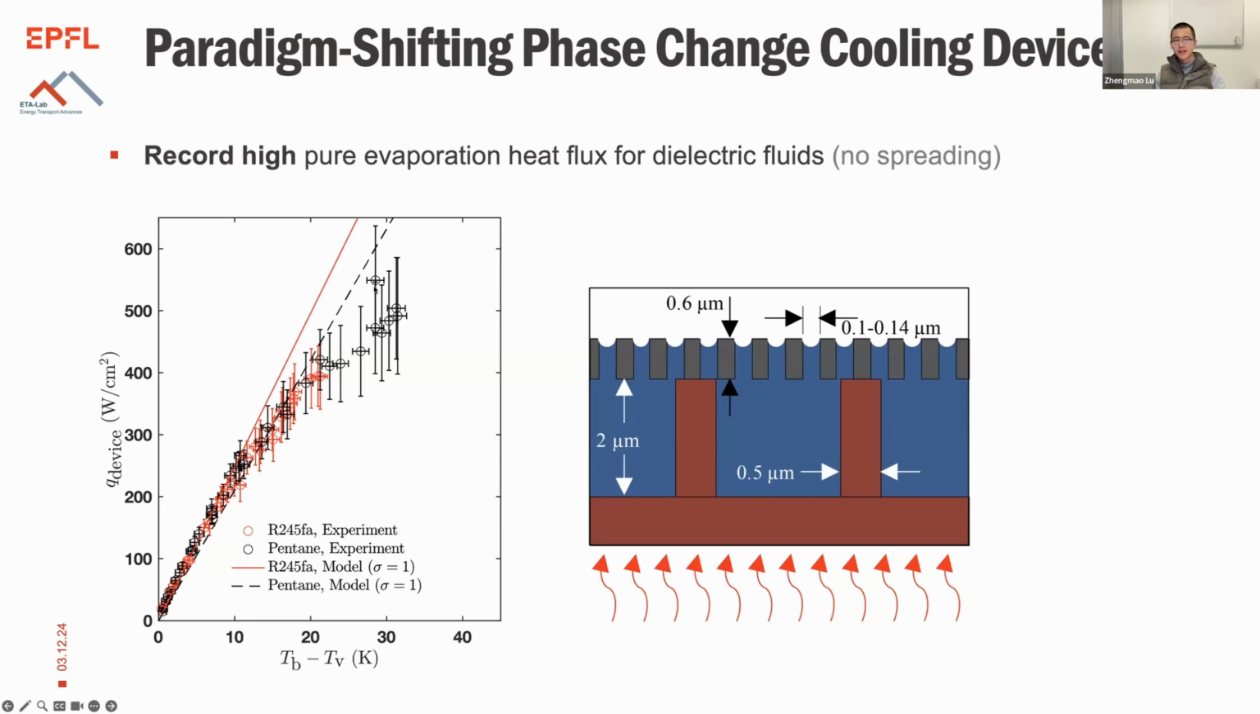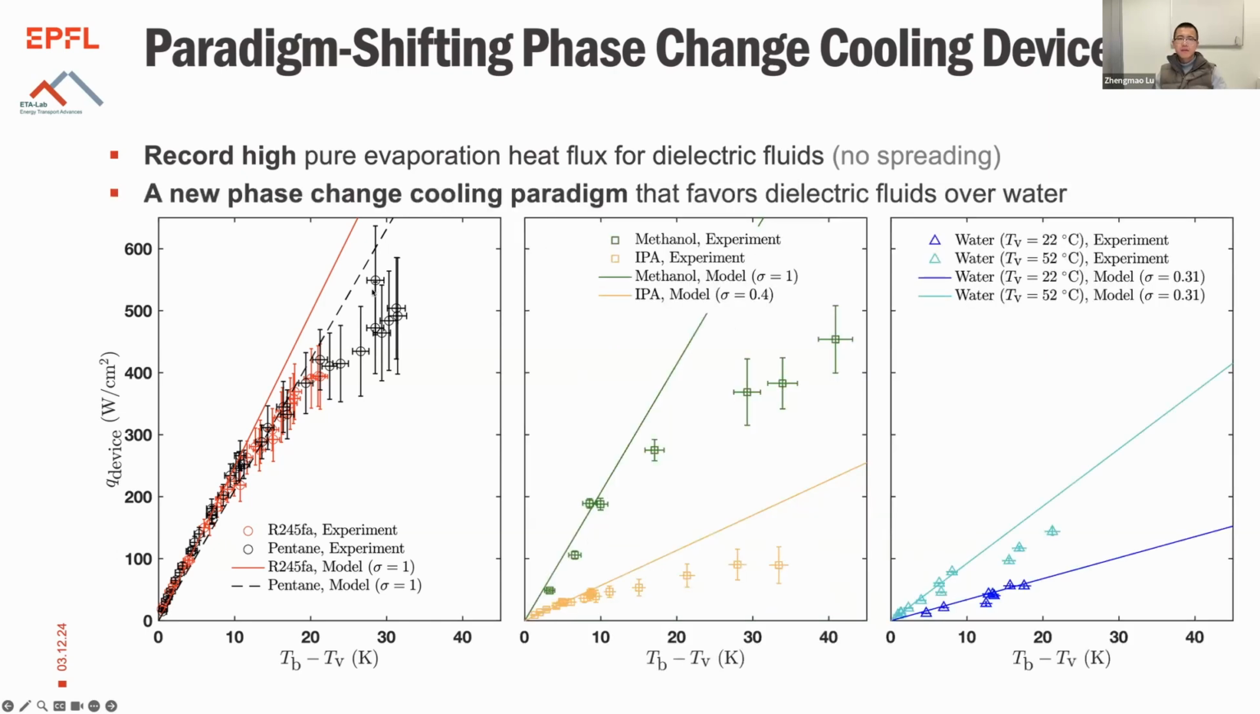What was more exciting to us was that after testing a list of other fluids, including methanol, IPA, and water at different temperatures, you can argue they have different thermophysical properties, but we see that in general, low surface tension, high volatility dielectric liquids have higher heat transfer performance in this type of cooling device compared to water. We expected this because we are minimizing the thermal transfer resistance in the liquid, so thermal conductivity becomes not so important as a criterion for heat transfer.